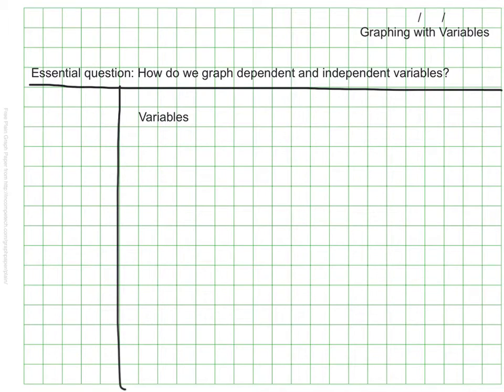We probably remember from before that variables are things that can change. It's a quantity that can vary or change. And it's important to know, and it's important for the focus of this video, that there are two kinds of variables, dependent and independent variables.